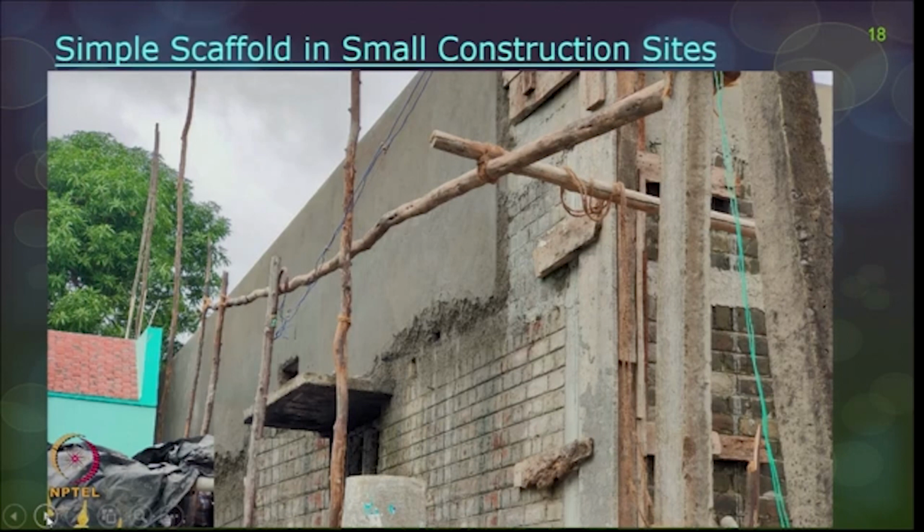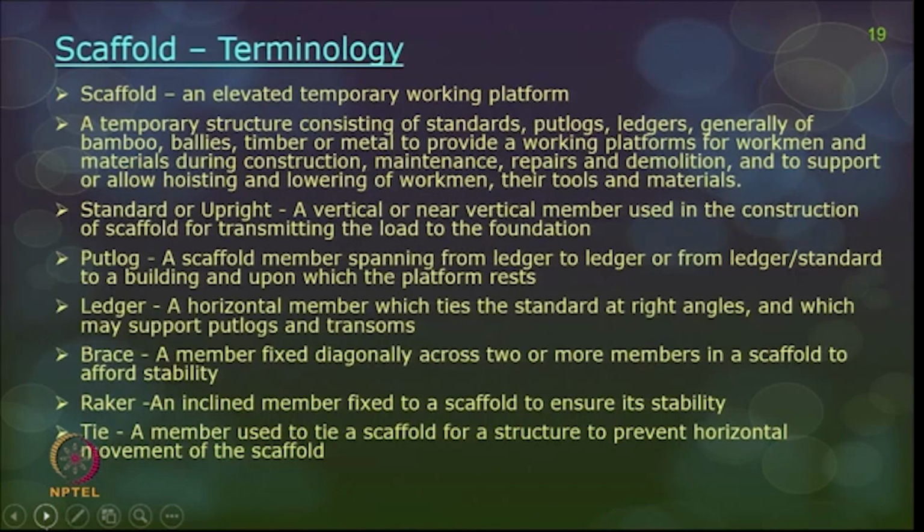If you see a very simple scaffold in a small construction site, it looks very simple like this, with lots of logs in different places tied vertically and horizontally, through which people climb and do their concreting, brickwork and masonry work. In general, scaffold is nothing but an elevated temporary working platform for enabling the workers to climb up and reach the working place.